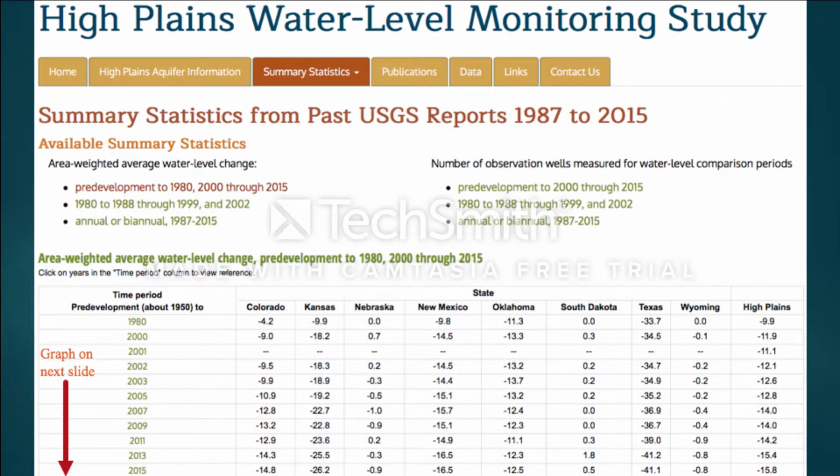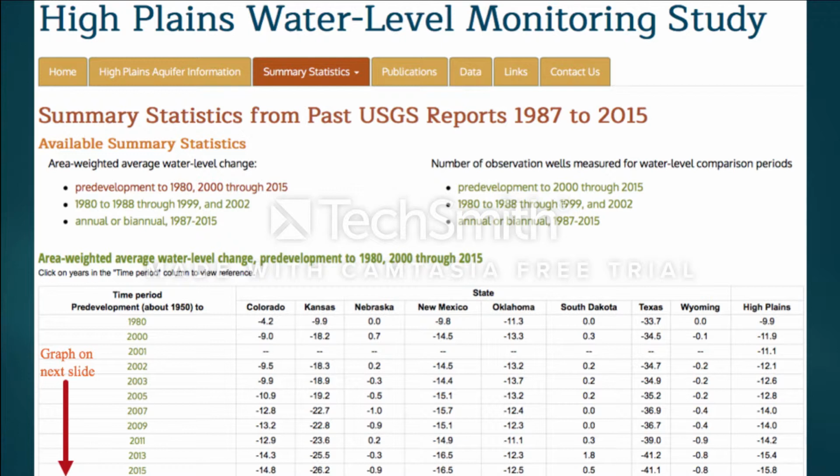The USGS is tasked by Congress as one of the agencies that monitors and reports on the changes in water levels and quality in the High Plains Aquifer. The most recent report, done by Virginia McGuire of the USGS, includes data through 2015 and was published in 2017.